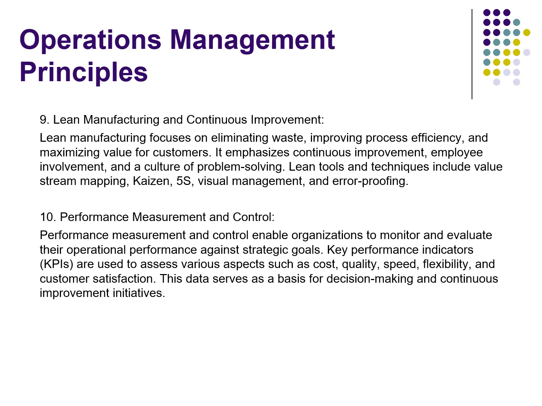10. Performance measurement and control. Performance measurement and control enable organizations to monitor and evaluate their operational performance against strategic goals. Key performance indicators, KPIs, are used to assess various aspects such as cost, quality, speed, flexibility, and customer satisfaction. This data serves as a basis for decision-making and continuous improvement initiatives.